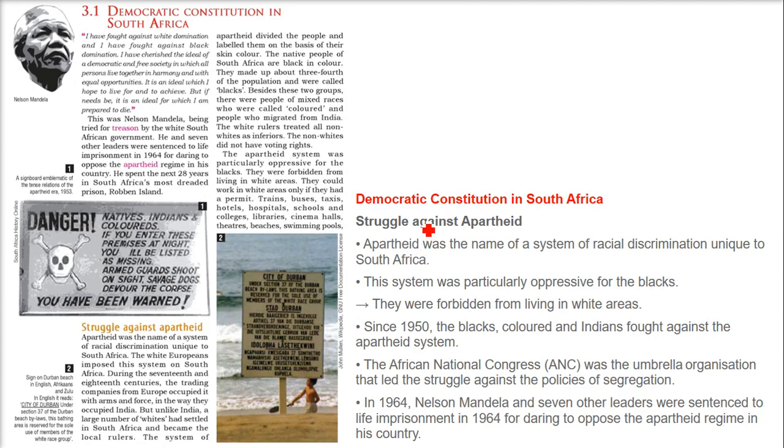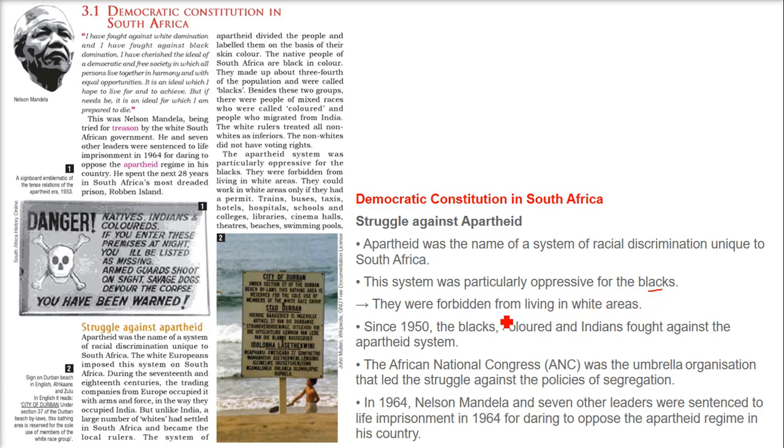Now the country South Africa is the bottommost country of the whole of Africa. Here there was apartheid: the English or white people came as traders and made a colony. The natives were originally black, and the whites started this apartheid, that is, they started racially discriminating with respect to colors. This system of apartheid was very oppressive for the natives, who were blacks in South Africa.